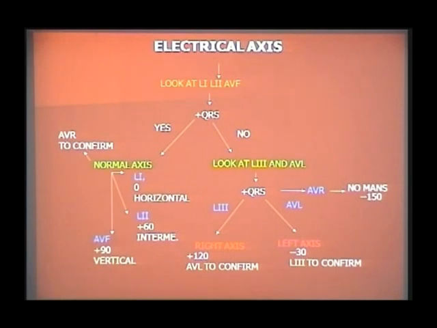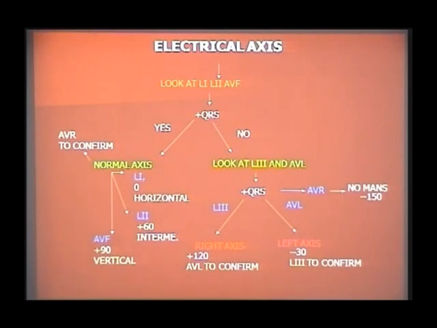So, for the electrical axis, I told you to look at the 6 limb leads. First look at L1, L2 and AVF. If any one of these leads shows the tallest positive QRS complex, you are dealing with a normal axis. In these 3 leads, if L1 is positive, it is 0 degrees and horizontal heart. If L2 is the tallest positive, it is 60 degrees and intermediate heart. If AVF shows the tallest positive QRS complex, it is 90 degrees and vertical heart. Always look at AVR to confirm it is a normal axis.